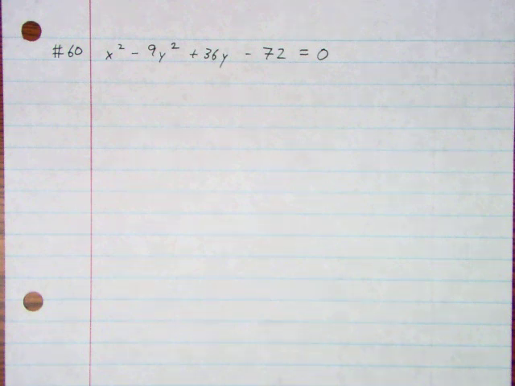Number 60 here in section 4.5. Again, when we have these equations, there's three things we got to be able to do. Identify what the conic is, write it in standard form, and be able to graph it. Right here, let's identify the conic.